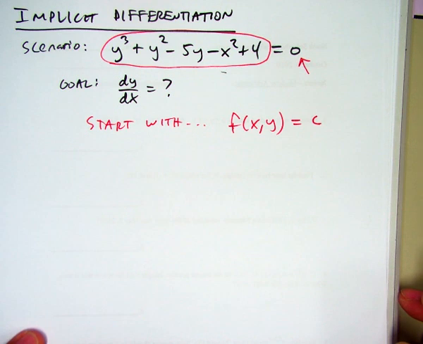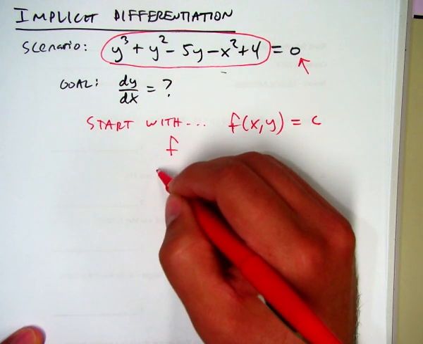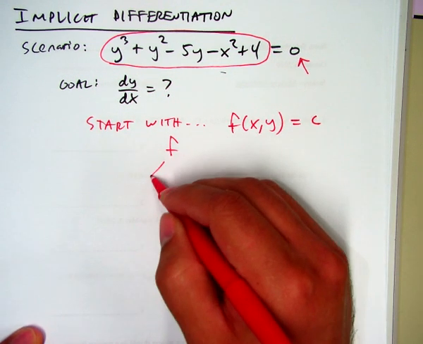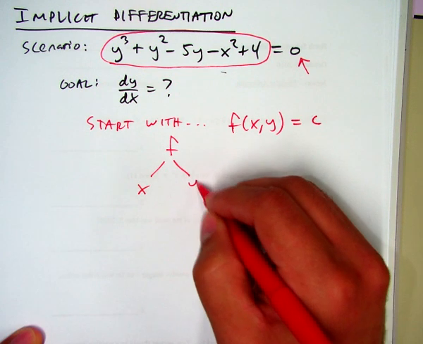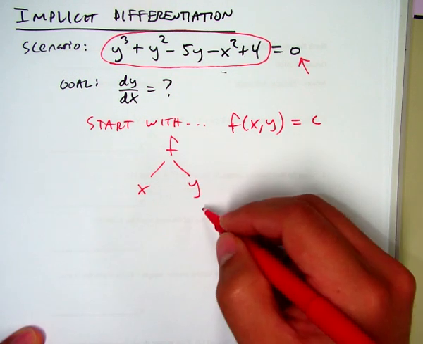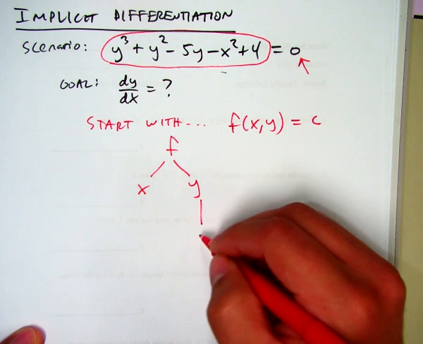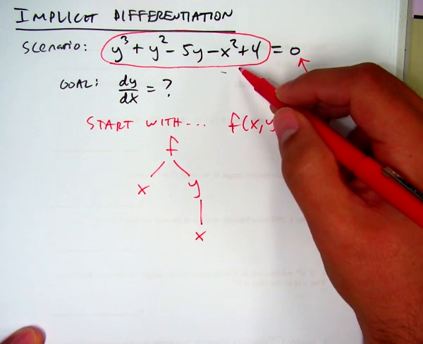So now, if we want dy/dx, same idea that we've been working with. F is defined currently in terms of x and y. X is good, but y is defined in terms of x, since we're saying that this is a function defined implicitly in terms of x.